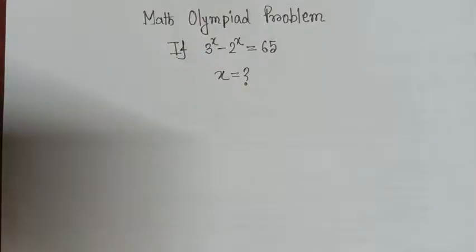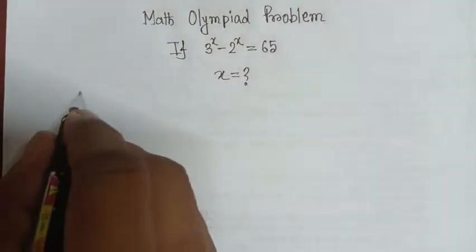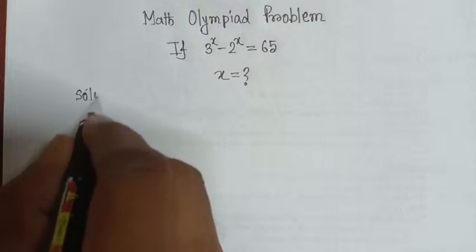Hello everyone. Hope you are doing well. Today we are going to solve another interesting exponential equation, that is 3 to the power x minus 2 to the power x is equal to 65. Now we have to find out the value of x. So let's start the solution.